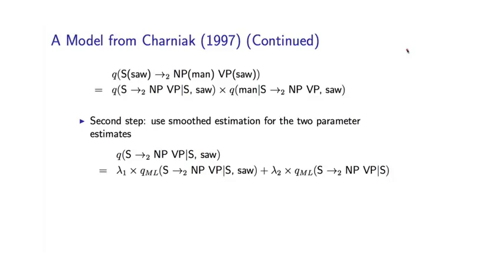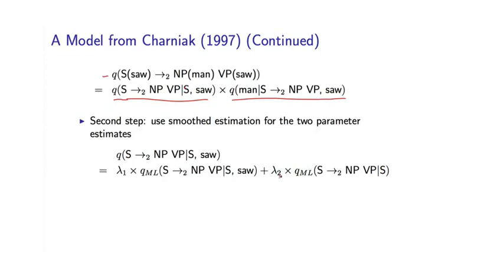So now let's look at the second step in deriving this estimate. The first step was to break this parameter down into the product of two different terms, essentially using the chain rule of probabilities. So we first predict the rule, and then we predict the lexical item conditioned on the rule together with the head word. The second step is to use smoothed estimation for the parameter estimates of these two parameters we're left with. And so we'll apply exactly the same ideas we saw for language modeling, for example.